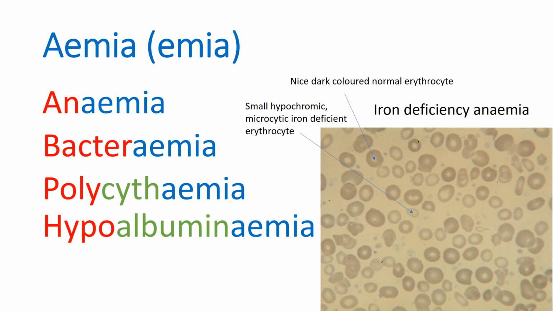Because remember that the red cells last for about 120 days in the circulatory system. So there we see the difference between the normal red cells and the severe iron deficiency red cells after 6 weeks of treatment. And in another 6 weeks of treatment, we'd expect all the cells to be the nice, larger, darker coloured, healthy cells.